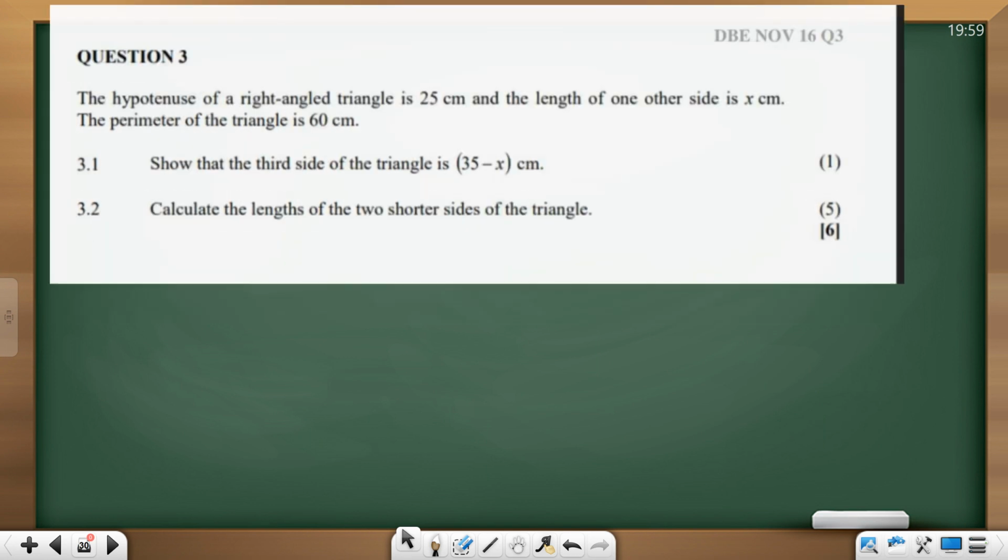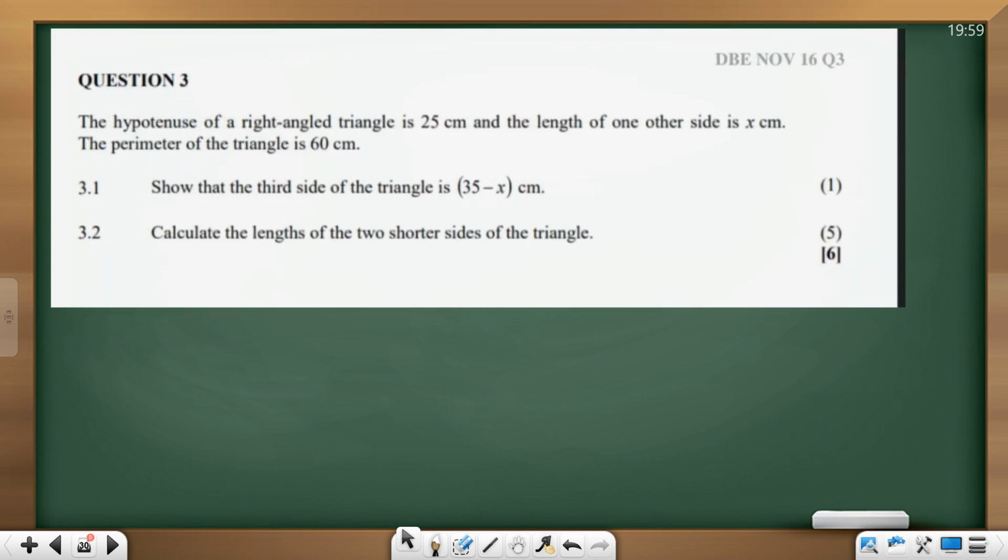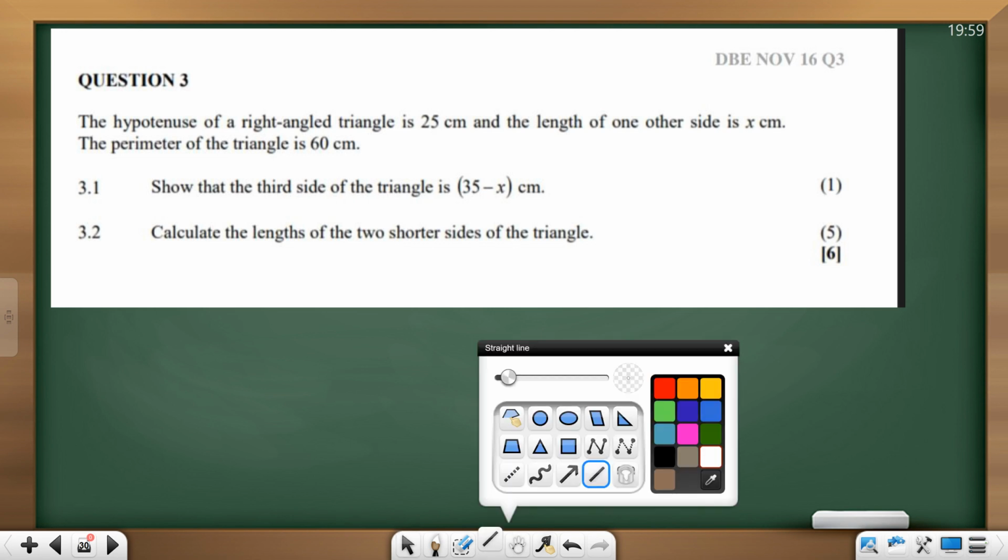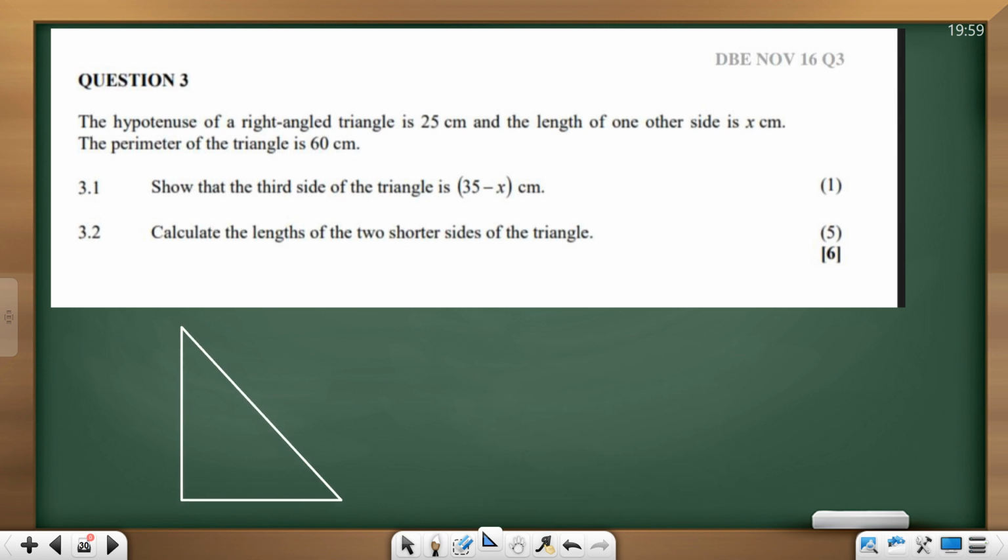Sitley sent me this one. The hypotenuse of a right angle triangle. If I were you, I'd just draw a quick right angle triangle. Hypotenuse is 25. The length of one side is x. The perimeter of this triangle is 60.